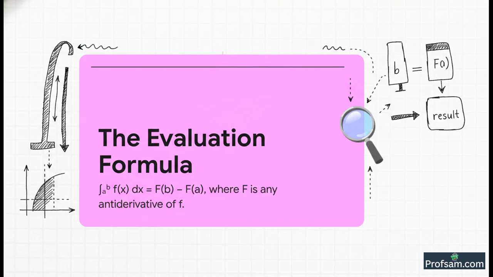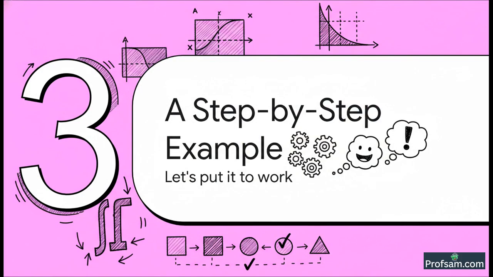To solve a definite integral, you just follow 3 easy steps. 1, find the antiderivative, which we'll call f of x. 2, plug the upper limit b into that function to get f of b. 3, plug the lower limit a in to get f of a. And for the final step, just subtract them, f of b minus f of a. That's it, seriously. Okay, enough talk, right? Let's actually put this formula to the test with a simple example. We'll walk through it together, step by step, so you can see just how straightforward this is. Trust me, this is much easier than it looks.